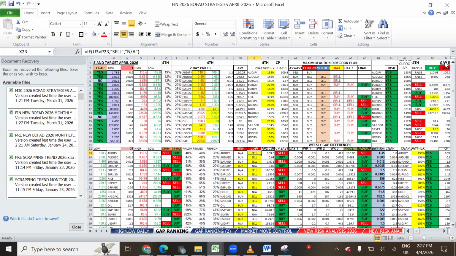For it to change to a buy, we need to have our control prices, and that is why we have these two prices here. We have the AV2 prices, and we also have the AV1 prices. So if you look at AUDJPY, for example, here we have 109.6 and here we have 110.05.